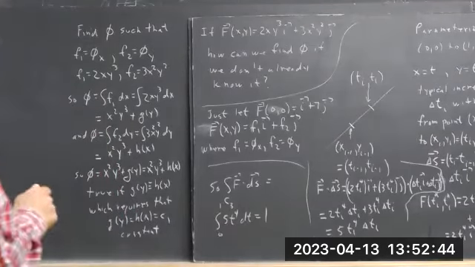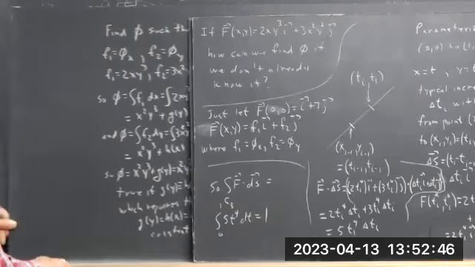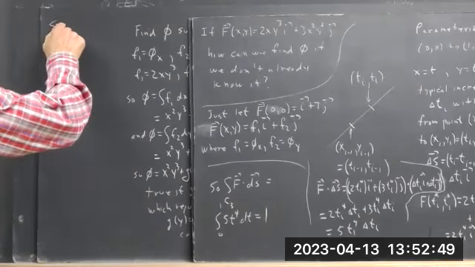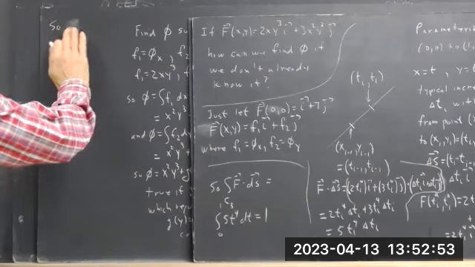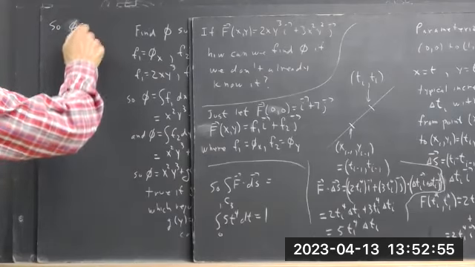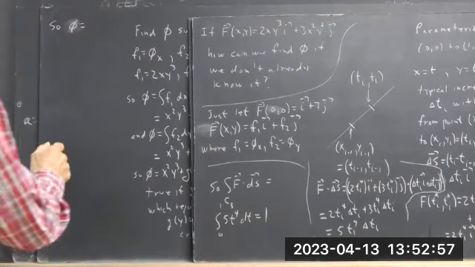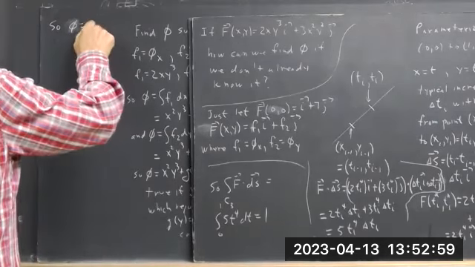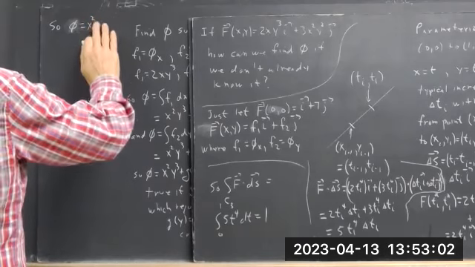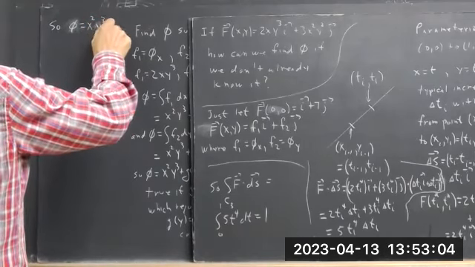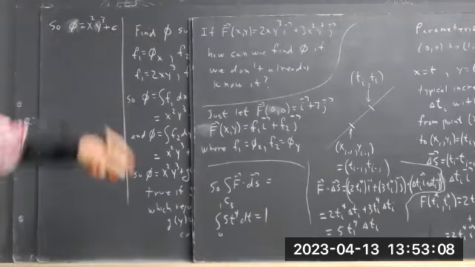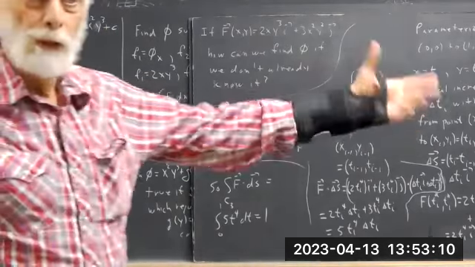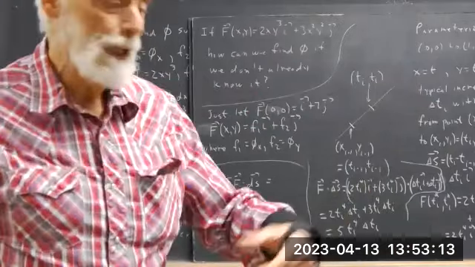Okay, so phi equals x squared y cubed plus a constant. Now, the phi we started with didn't have, well, it had a constant, but it was zero. That'll often be the case.